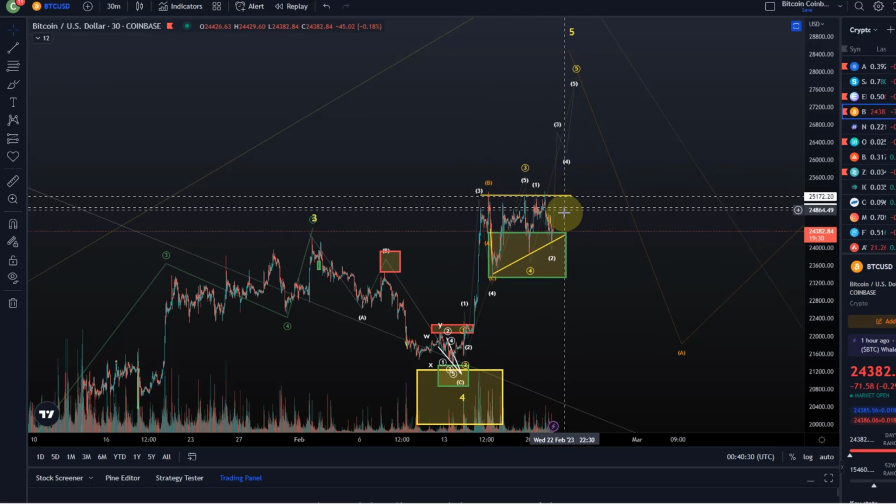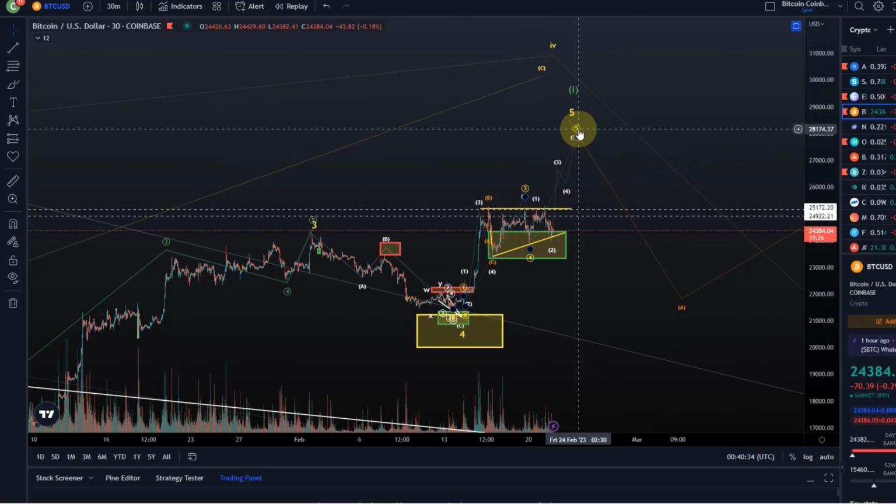What I really wanted to do is to outline why I think we are not yet finished, even though we could be, but I think we're not, and what the targets could be for this fifth wave to the upside.